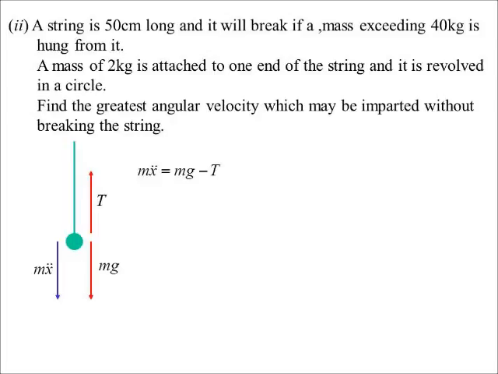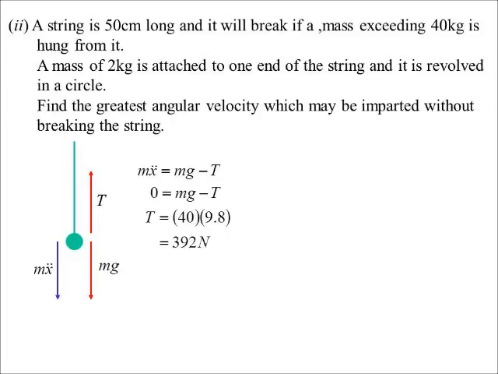So m x double dot is equal to mg minus T. 0 is equal to mg minus T. 0? Yeah, because I'm not doing anything with it. It's just hanging there. Nothing's happening, so there is no acceleration. So the tension, I can calculate how much tension this string can handle. It can handle 392. The units for force is newtons, also kilograms metres per second squared, but newtons is easier to say. Okay, so I now know how much it can handle.